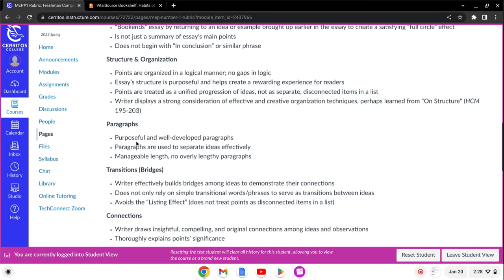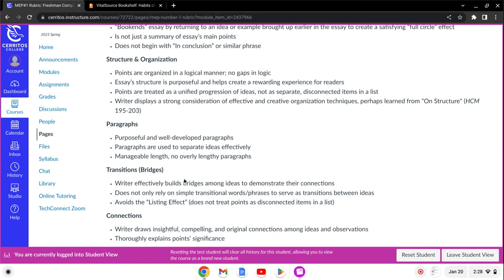Paragraphs. So these are the characteristics for this category. Purposeful and well-developed paragraphs. That means that each paragraph is designed with a purpose. It has a specific point or perspective or idea that you're trying to accomplish. And it's well developed, so you fully explored or explained that idea. Paragraphs are used to separate ideas effectively. Make sure that you use paragraphs. They are important, even though we're not writing a 5-paragraph essay.